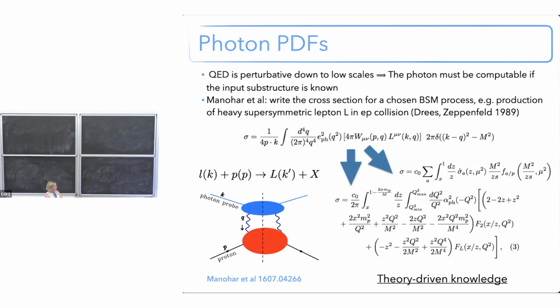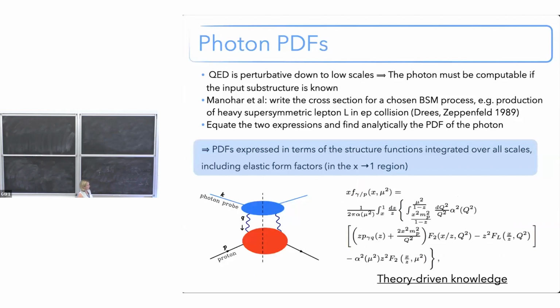You equate these two things, and by equating them, you extract the PDF of the photon. So what you have here is the cross-section as a function of the structure functions, which are experimentally known to very good precision. You go nearly into the elastic limit, and here it's just the parton model formula that you saw earlier. If you equate these two things, you calculate the photon PDF. So again, it's theory-driven knowledge. You can say that the photon PDF is equal to this thing that you see here.